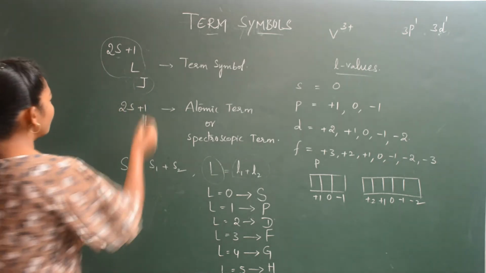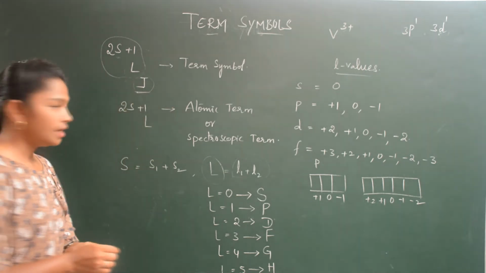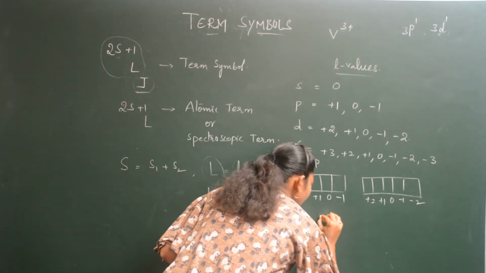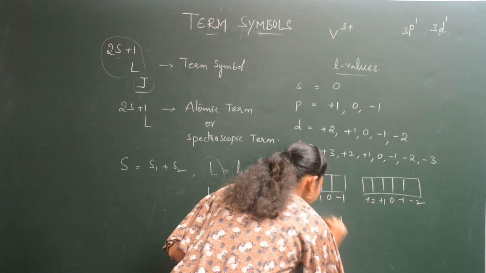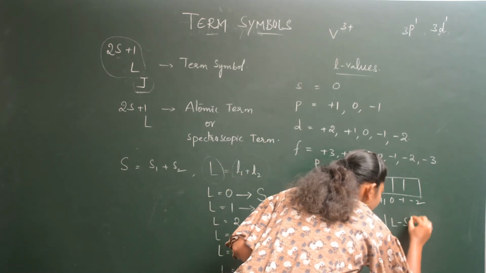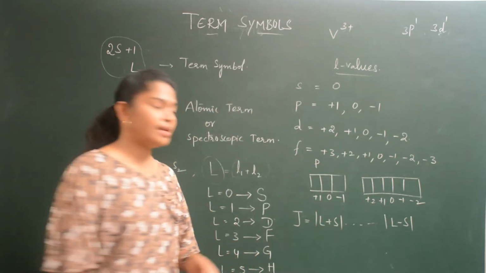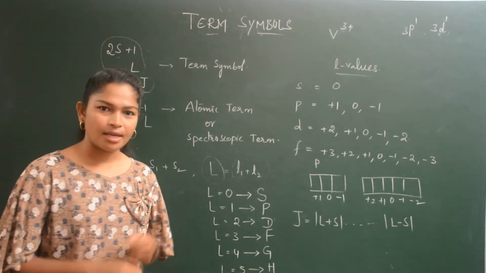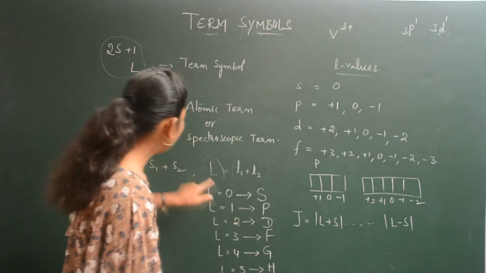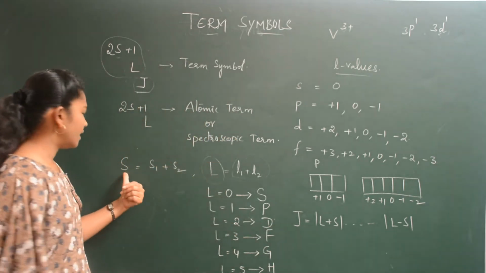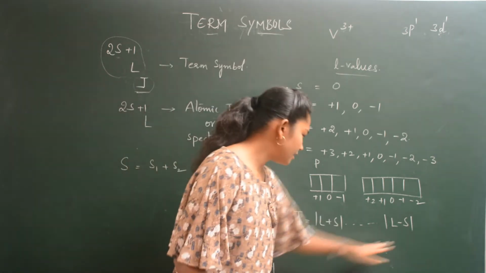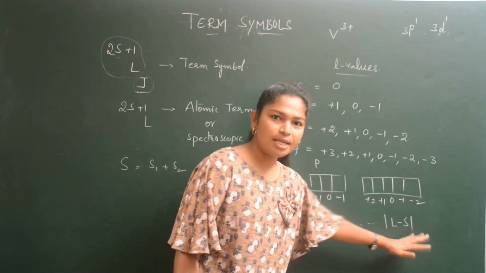Now what about J? Here J takes the values L plus S, L plus S minus 1, down to L minus S. So that is about J values. J is L plus S, L plus S minus 1, L minus S; the possible values will be till there.